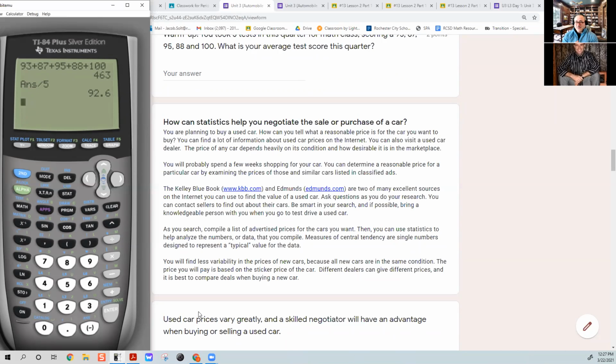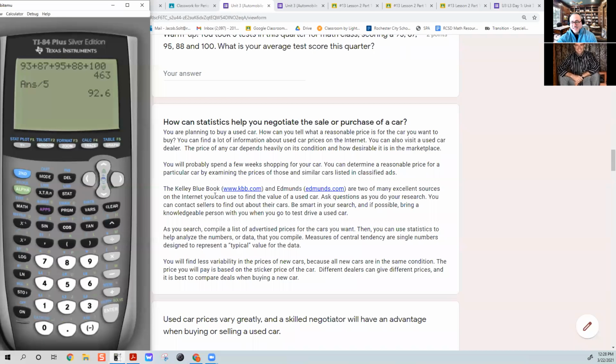Purchasing a car for most people is a pretty big purchase, and you might want to go into that purchase fully informed, which means you probably don't want to just buy the first thing you see on the internet or advertised anywhere. You're going to want to take a couple days at least, if not a couple weeks, to carefully get an idea of exactly what you want and exactly what you should be paying for exactly what you want. You can determine a reasonable price for a particular car by examining the prices of those and similar cars listed in classified ads.